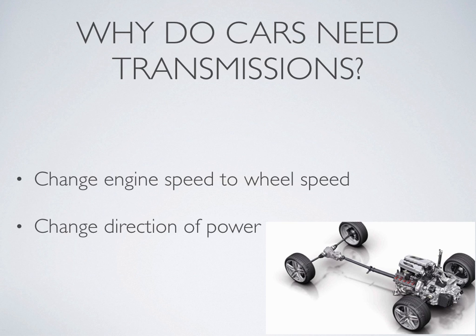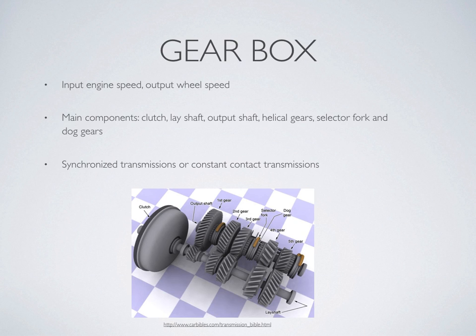So that's how I broke it up in this video. Let's get into the gearbox. As I said, it converts engine speed to wheel speed, and the main components are the clutch, the lay shaft, the output shaft, the helical gears, which are like first gear, second gear, whatever, the selector fork, and the dog gears.